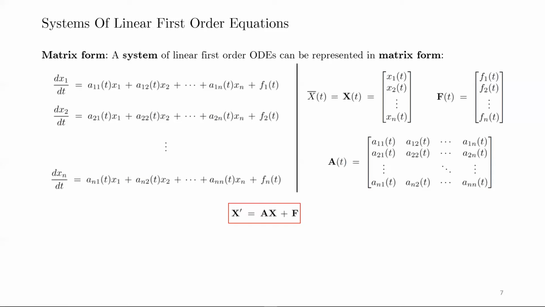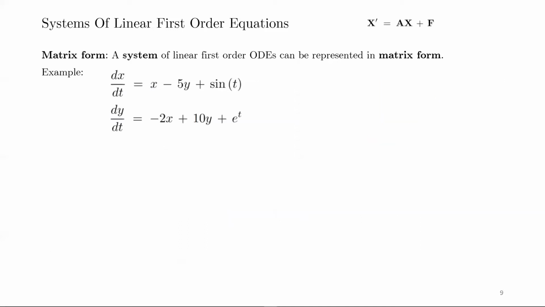But one key point is that if F is 0, and that is the 0 vector, not just 0, so if every entry in this vector F is 0, then we say the system is homogeneous. And we can write that as X prime equals A times X. The prime here, of course, denotes derivative, and because t is the independent variable for each of these equations, we can assume that means dx by dt.